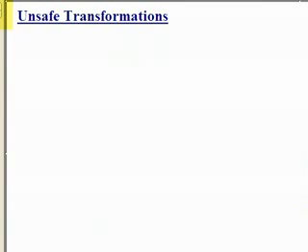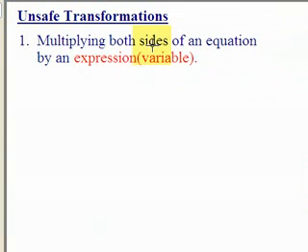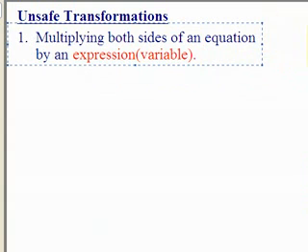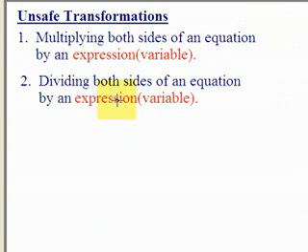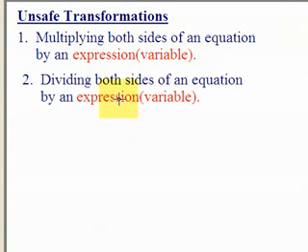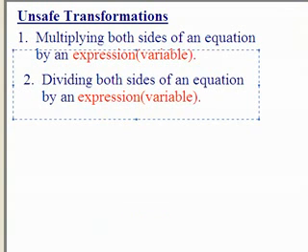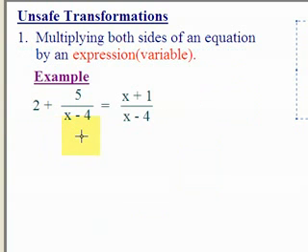Unsafe transformations involve multiplying and dividing both sides, not by a number, but by a variable or an expression. These two situations may create problems, and I want to look at each situation individually. So if we multiply or we divide both sides of an equation by an expression or a variable, we can run into problems, and so we must be very careful. Let's take for example this problem here.